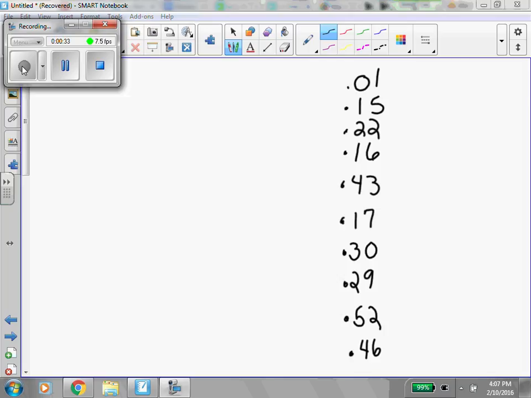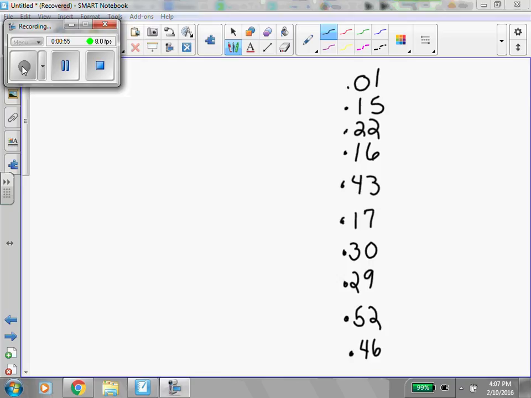So we had Charlie had 0.01 or 1/100th, Meredith had 15/100ths of a second, Jillian 22/100ths of a second, Grace 16/100ths of a second, Isha 43/100ths of a second, and so on. These are not in the order from the fastest to the slowest, although Charlie had the fastest, which was amazing, at 1/100th of a second.